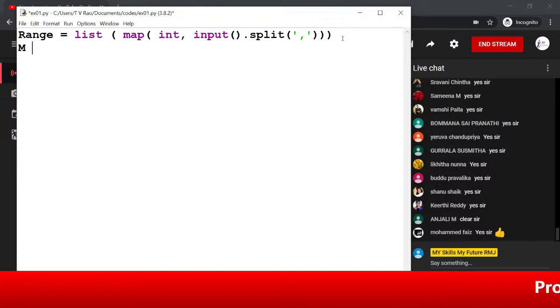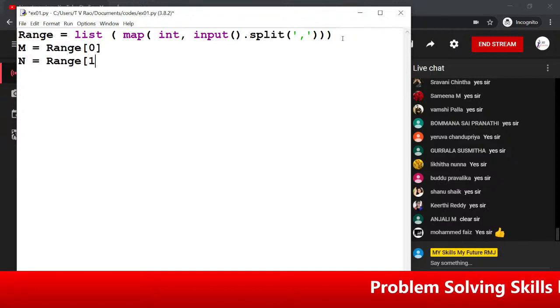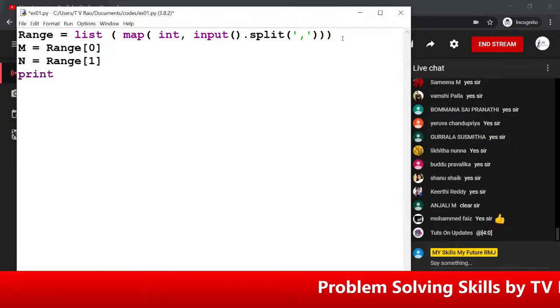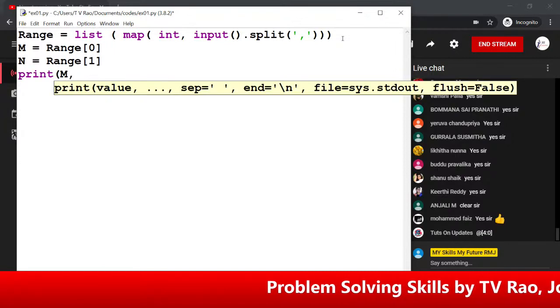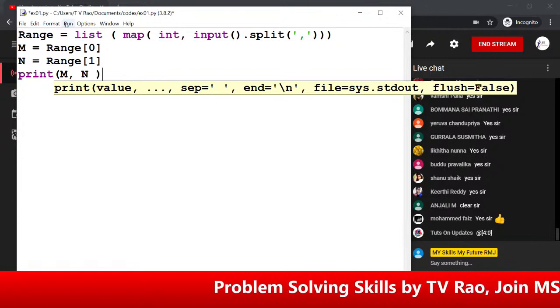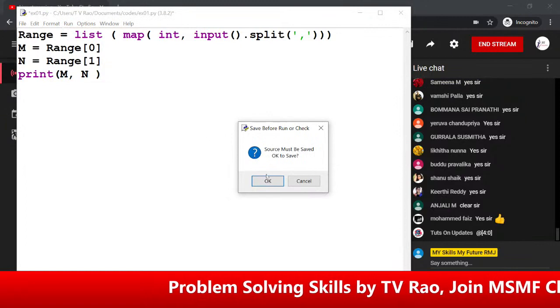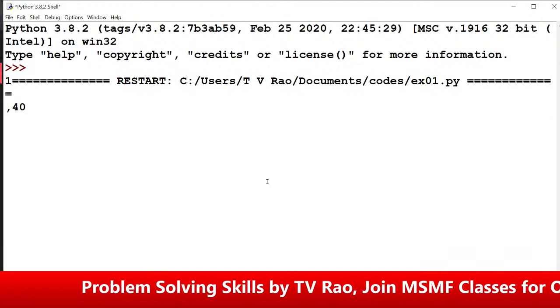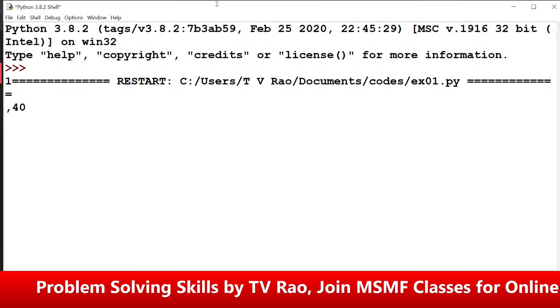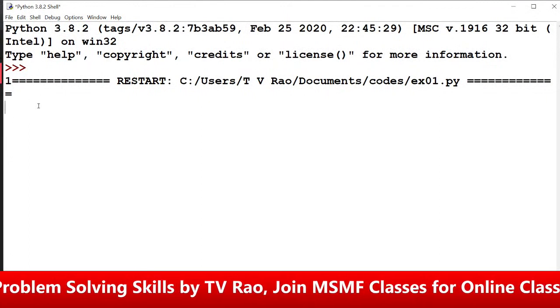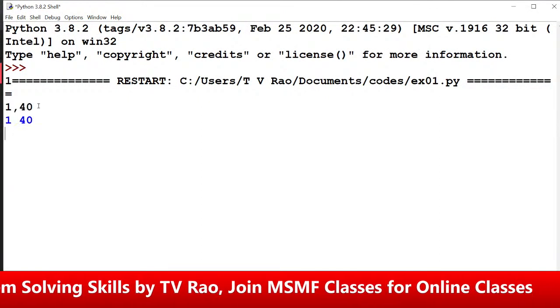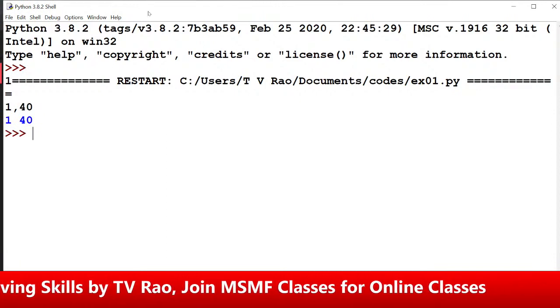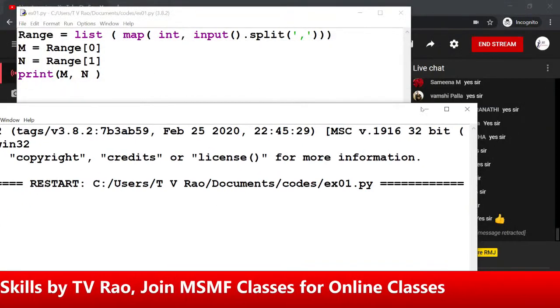Okay, so M is the first number of the range and N is the second number of the range. So print M and N. I take M as 1 and N as 40. My input contains two numbers, 1 and 40. Okay. So M is 1 and N is 40.